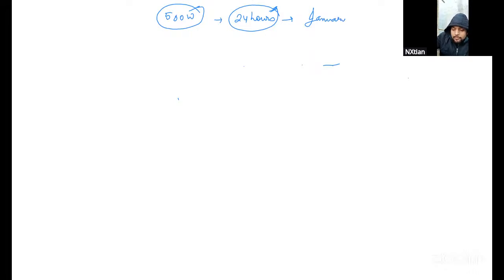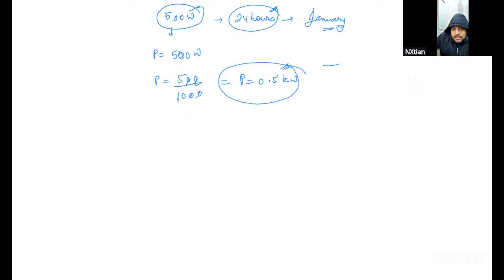So first of all, we have to change this power into kilowatt by dividing by 1,000. So power is equal to 500 watt, and when you divide 500 by 1,000, the zeros will cut. So it will become P equals 0.5 kilowatt. Did you understand, guys?